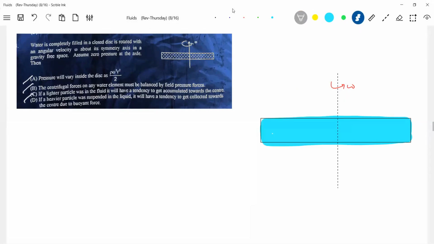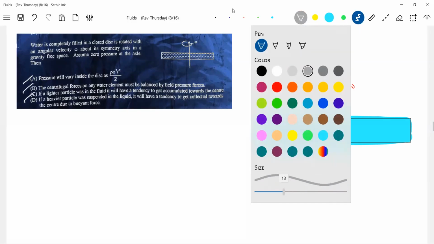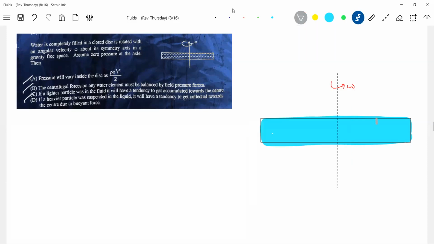So you assume a small elemental disk. This also I did in regular class. Check notes once. Some small basic concept is there: rotating fluids.